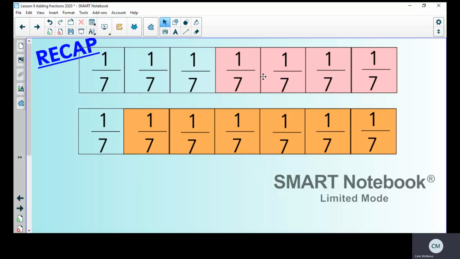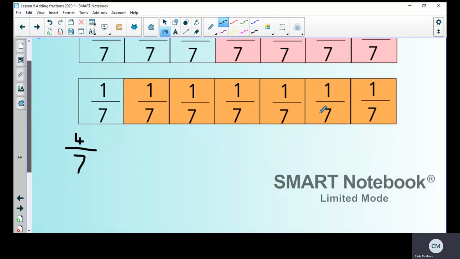This bar is 1, 2, 3, 4 sevenths, because 4 parts out of 7 are shaded. So 4 sevenths. And then the next bar, we've got 1, 2, 3, 4, 5, 6 sevenths. So we're adding these 2 fractions together. Remember what I said yesterday, the denominator always stays the same. You do not add the denominator. So the denominator will be 7 because it's out of 7.